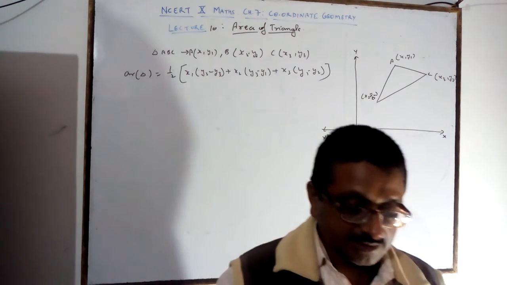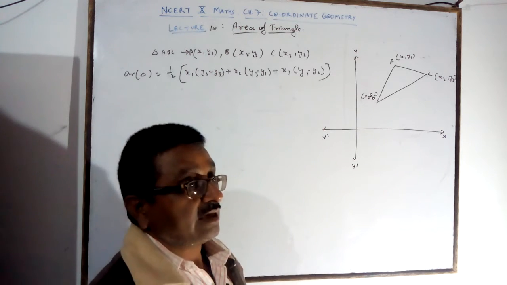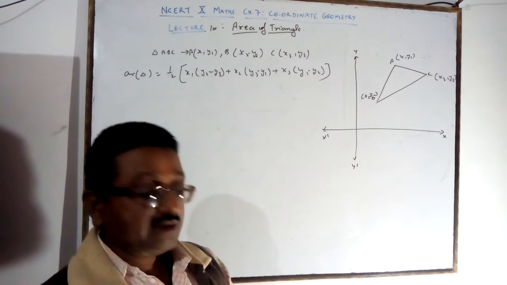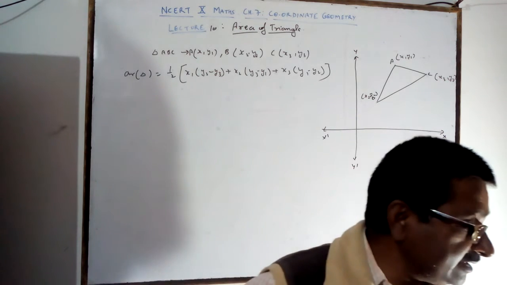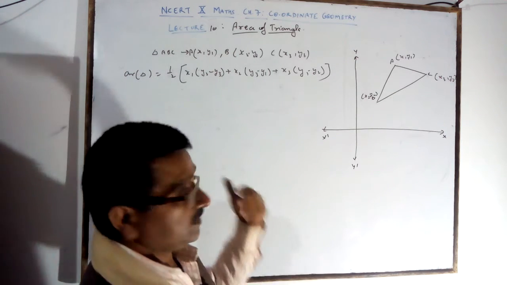Hello students, now you will study coordinate geometry. How will you get the area of a triangle when the coordinates of the vertices of the triangle are given? We know the formula half into base into height.